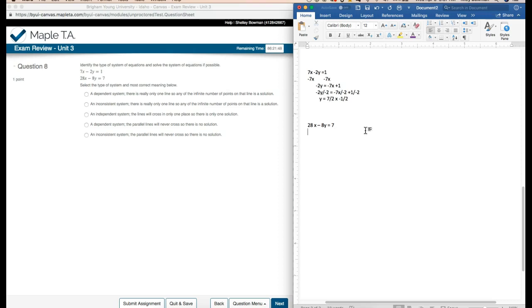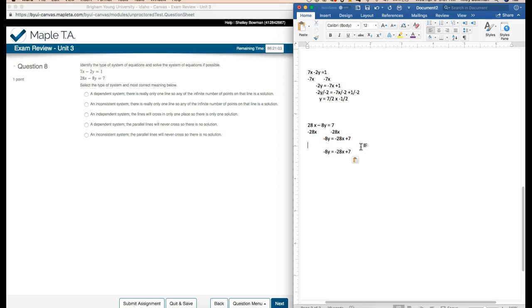So now I'm going to work on this one down here, again solving for y. To do that I'm going to subtract 28x from both sides so that the y is left on the right-hand side. Positive 28x minus 28x is 0, so I'm left with negative 8y equals, and making this in slope-intercept form, negative 28x, and the 7 is positive, so plus 7.